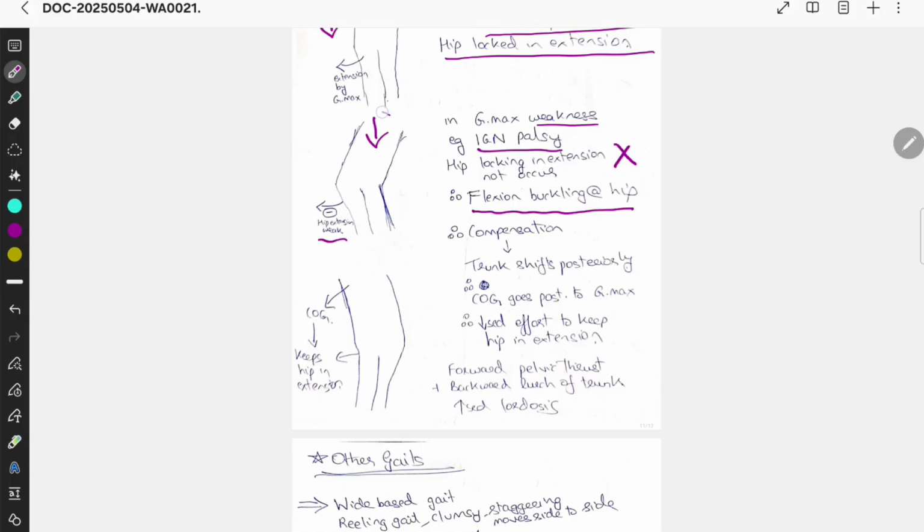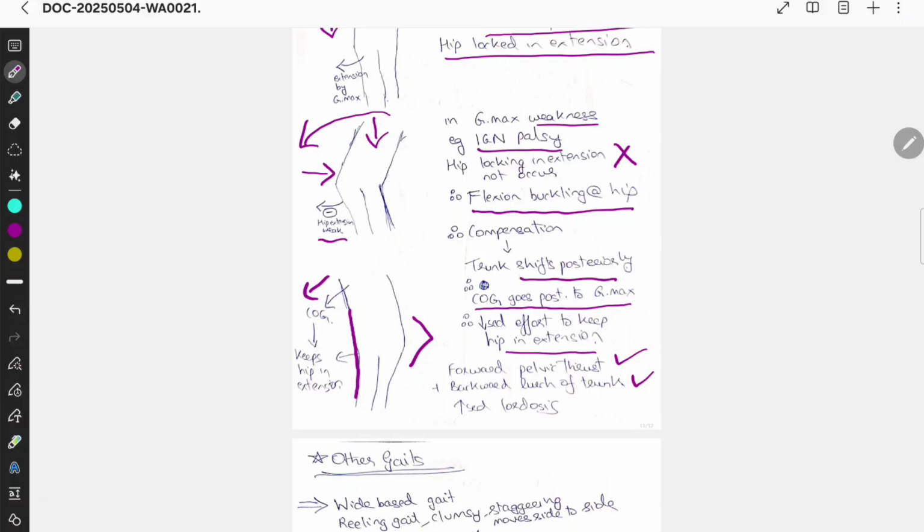We compensate by shifting the center of gravity posteriorly, so that it pushes the hip anteriorly into extension. So compensation is by trunk shifting posteriorly, so that the center of gravity goes posterior to G max, as I have shown in the figure, which keeps the knee in flexion and prevents the buckling. Okay, so it decreases the effort to keep the hip in extension. And so the compensatory mechanism is forward pelvic thrust and backward lurch of the trunk.